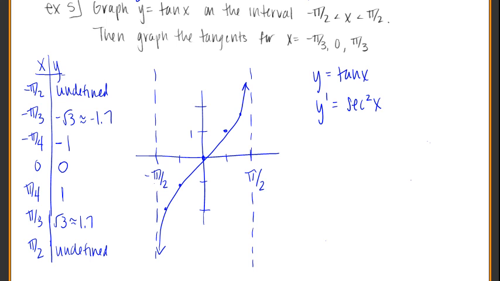Let's first focus on x equals 0. So at x equals 0, let's find the slope. Then y prime is going to be secant squared of 0, or if you want to treat it as 1 over cosine squared evaluated at 0, which is 1 over 1.